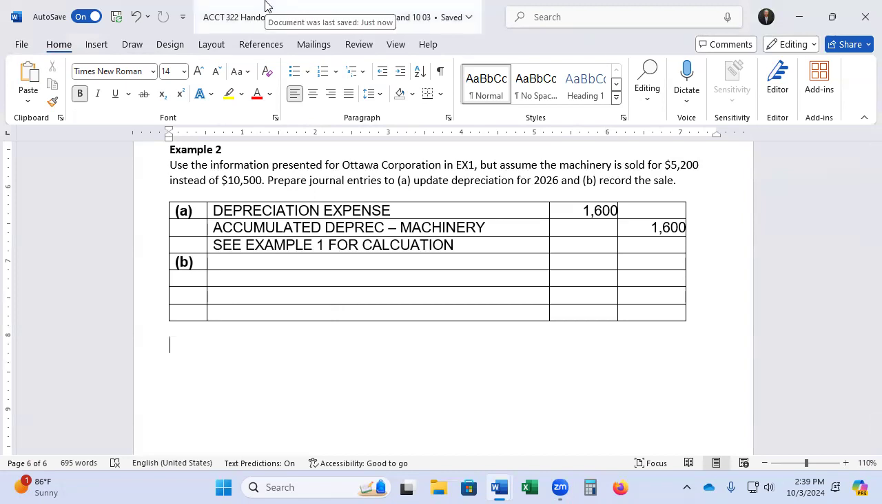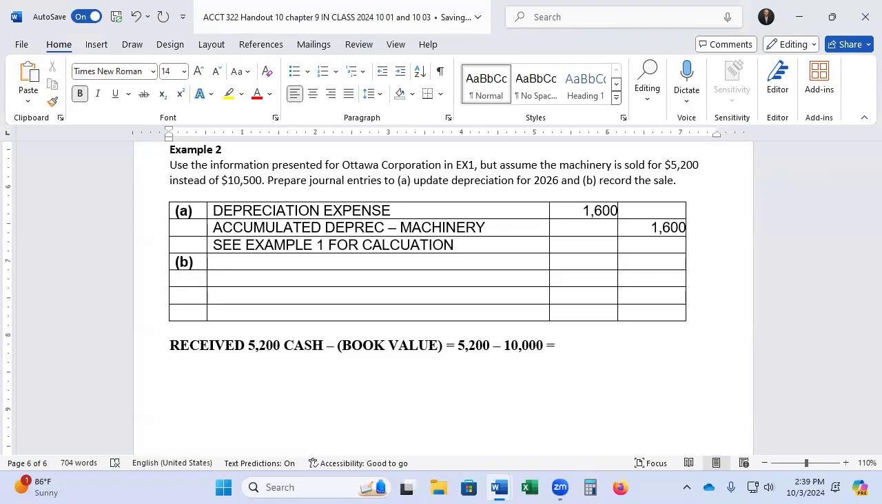Okay, let's go ahead and walk through this one. All right, so what did we receive? 5,200 in cash, less the book value, which is still going to be the same, 5,200 minus 10,000. And so that equals minus 4,800. And so that is a loss.